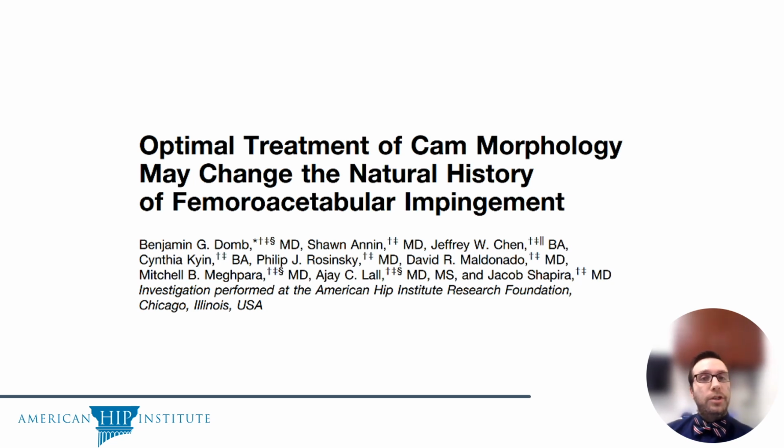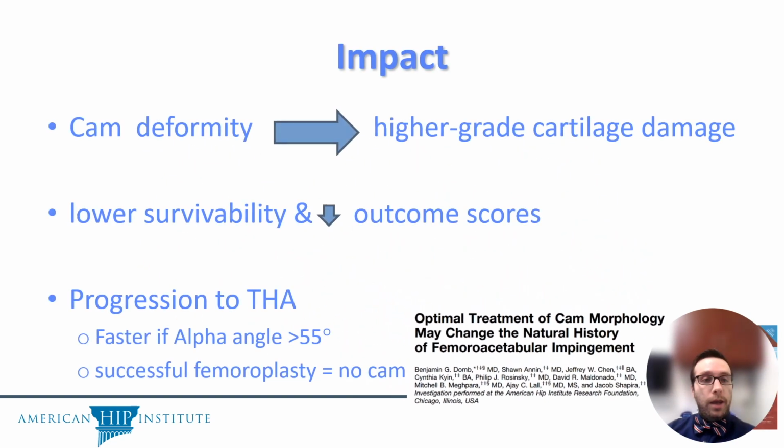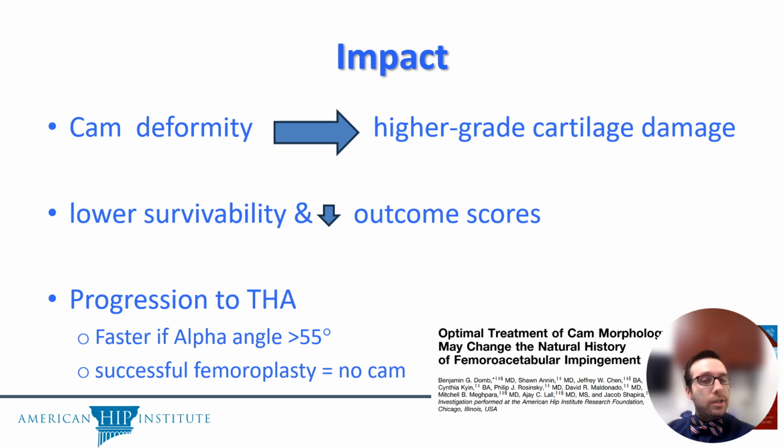In an investigation carried out at our institution, we were able to show that big cam deformities lead to higher grade cartilage damage, lower survivability, and poor outcome scores. Patients with big cams or with an alpha angle larger than 55 degrees had a faster progression to arthritis and to a conversion to a total hip replacement.